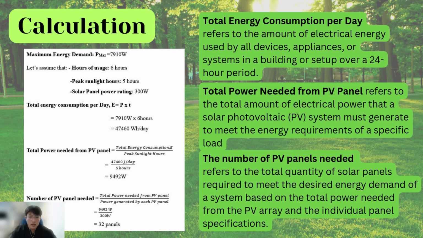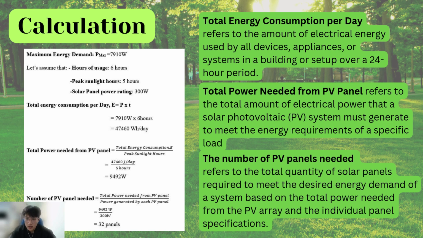And we can see that the total energy consumption per day, it refers to the amount of the electrical energy used by all the devices, appliances, or system in the building or set out over a 24 hours period. And we can calculate that our total energy consumption is 7.9 kilowatts times 6 hours, and we can get 47.5 kilowatts per day.